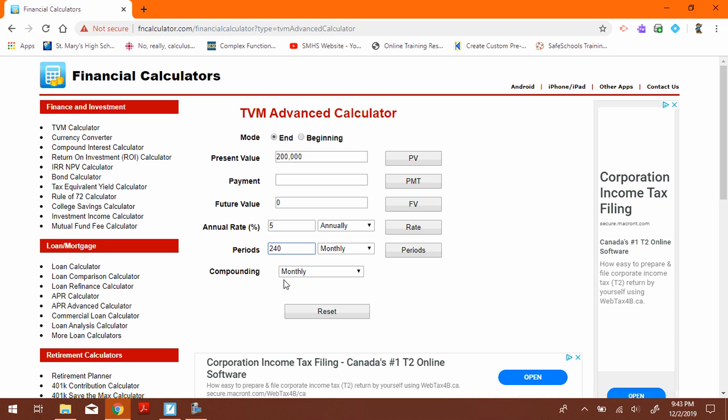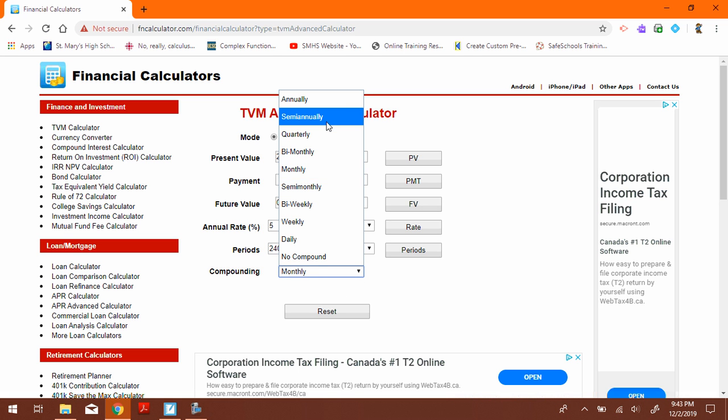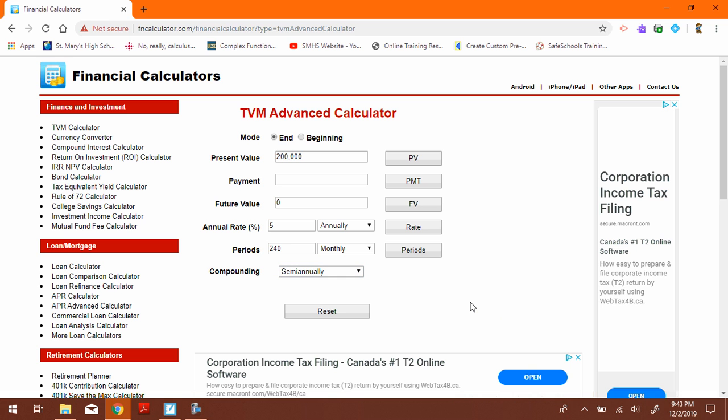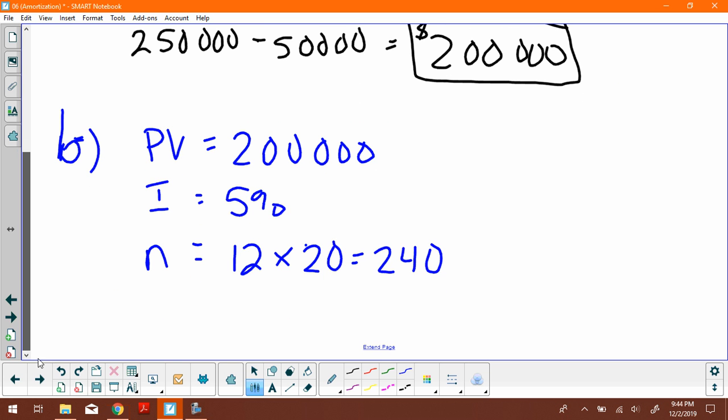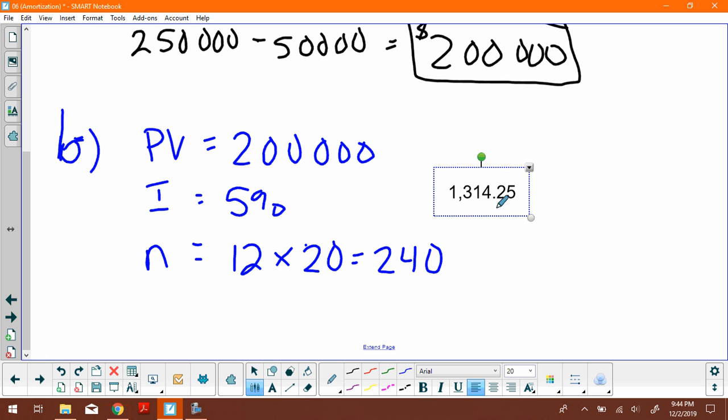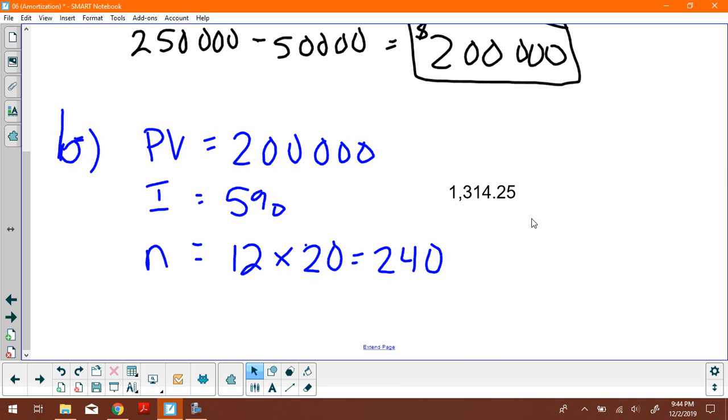And this last thing, this is compounding. That's for the interest rate that we had before. That's semi-annually because that's what it is for mortgages. Now I'll show you what the payment is. So I tap the payment button, and there's what the monthly payment would be: $1,314.25. Again, we kind of ignore the negative there. But that is the answer to part B, that is our monthly payment.